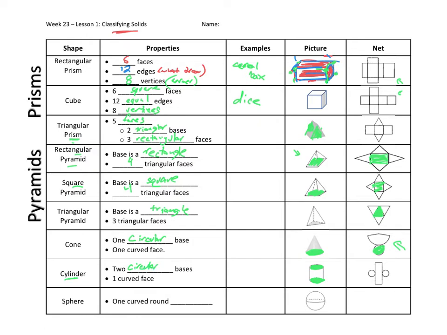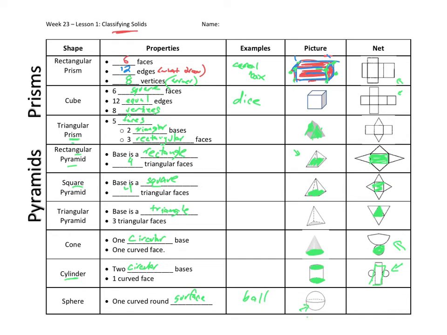and then it has one curved face. It curves around, even though over in the net it looks like that, and you can figure out why. It is circular. Okay, and then last we have a sphere. It's just one curved, round surface. We think of a ball as an example.